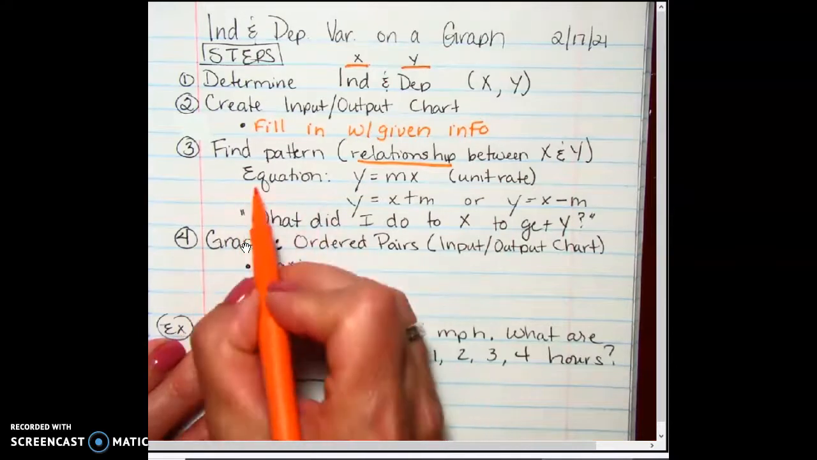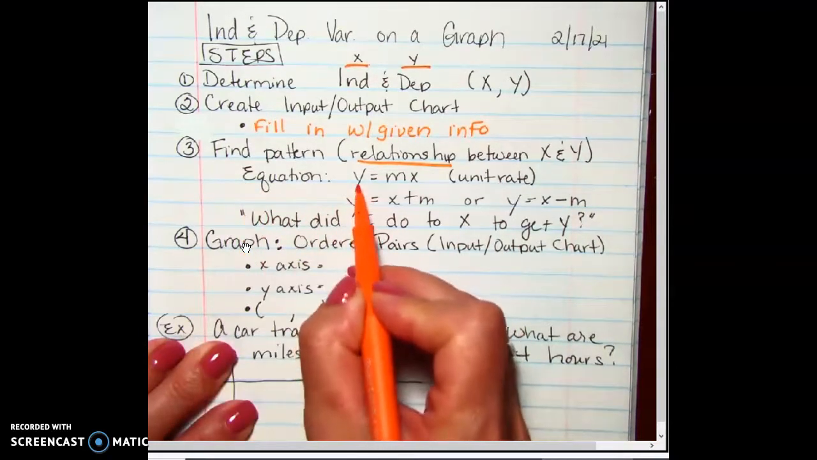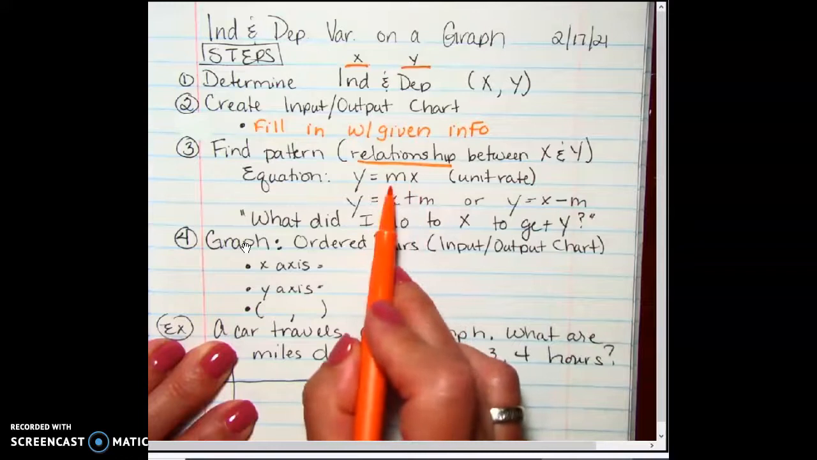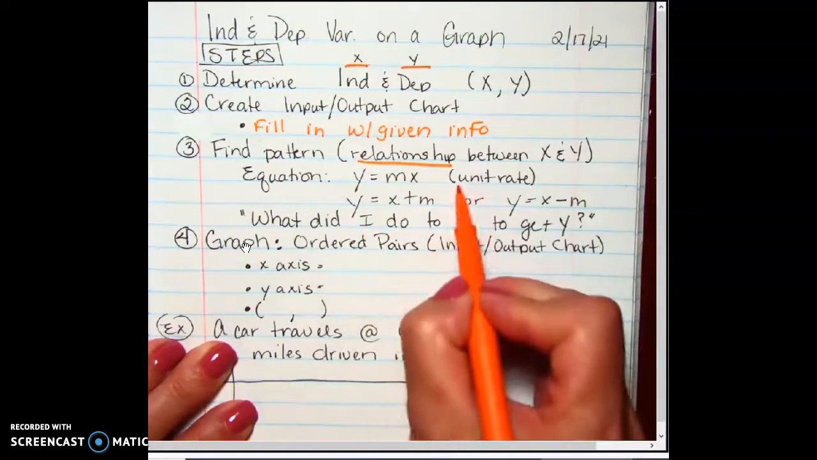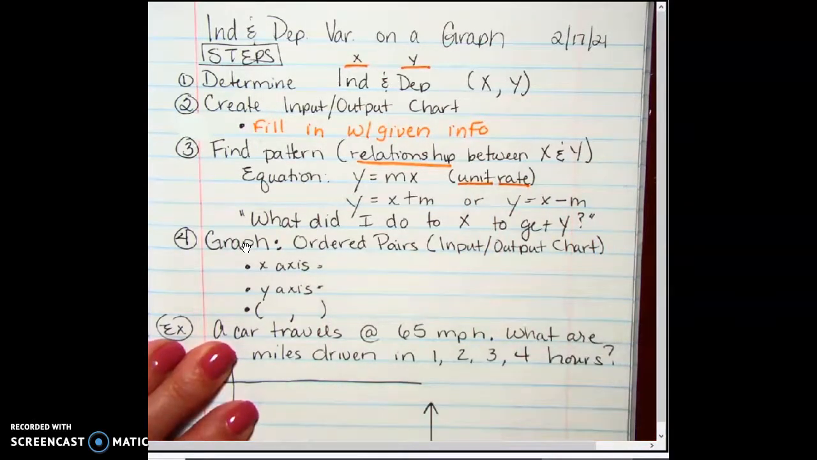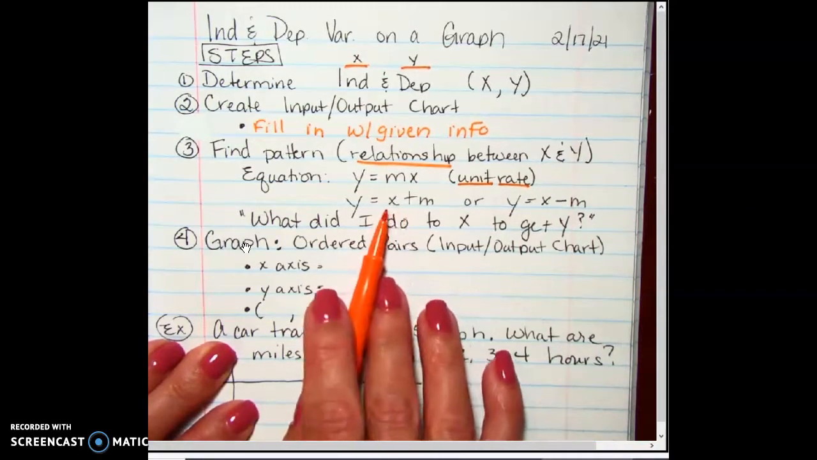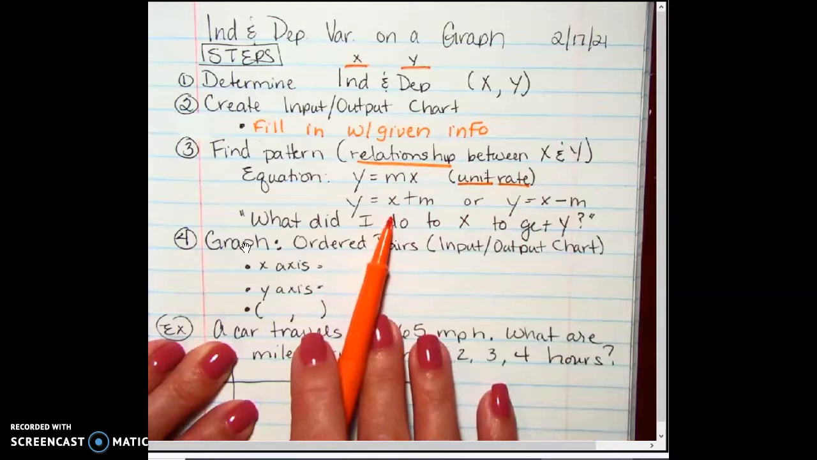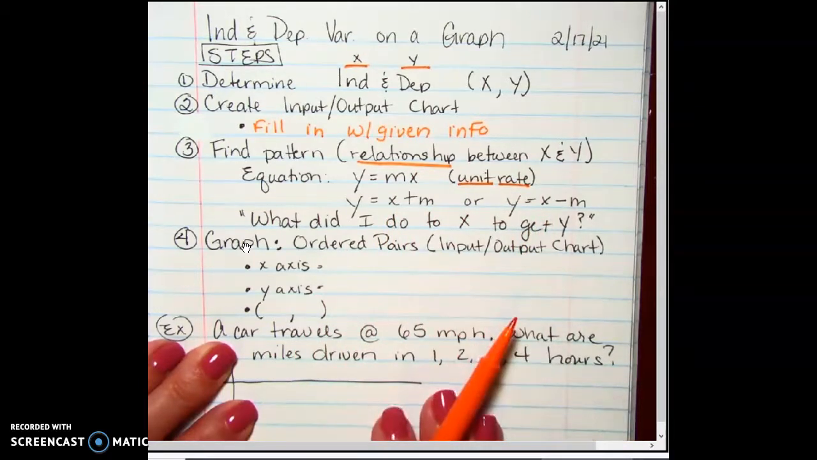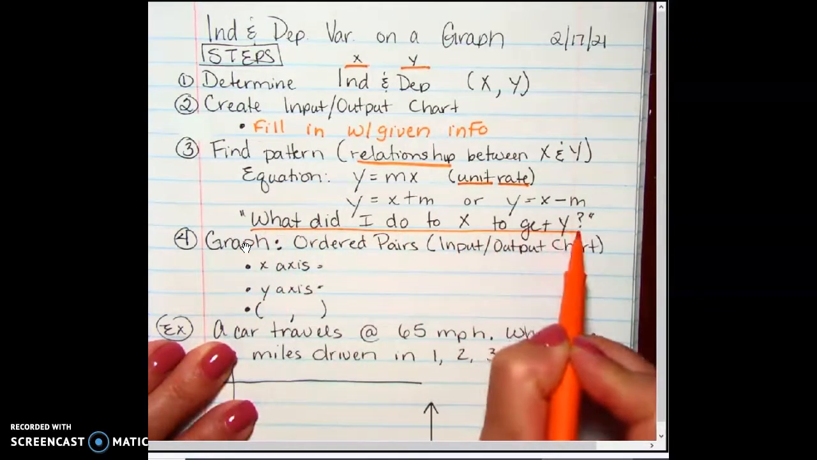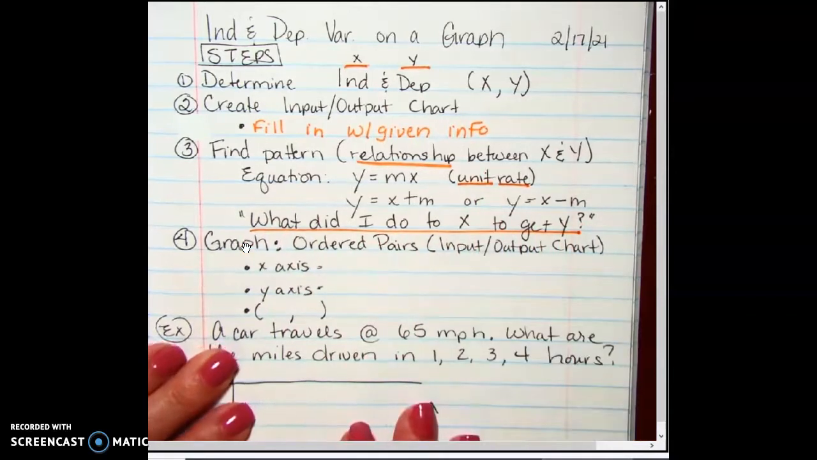Now, one of the things we need is to make an equation. I have told you that y is the result of whatever happens to x. With a unit rate, it is a multiplication. That's why I have unit rate here. But not all graphed points with independent and dependent variables have to be a unit rate using multiplication. So we're making sure we pay attention to the relationship between x and y, because sometimes it might be an addition or it might even be a subtraction. So we're always looking to see, what did I do to x to get y? That's the relationship we're looking for.